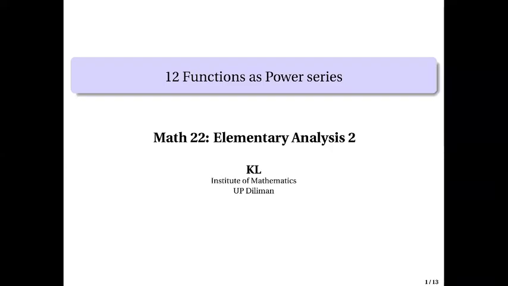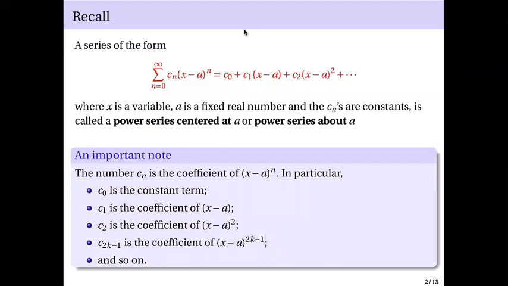Hello guys. So in this discussion, we'll be doing lecture number 12, Functions as Power Series. Our goal is to find power series representations of some elementary functions. Let's start with the following recall.